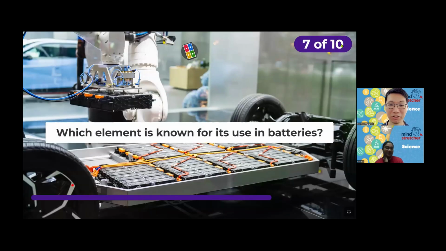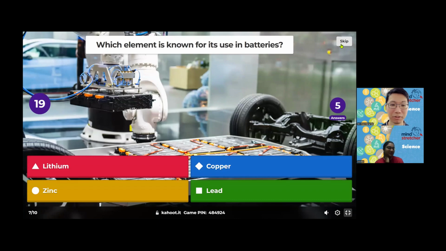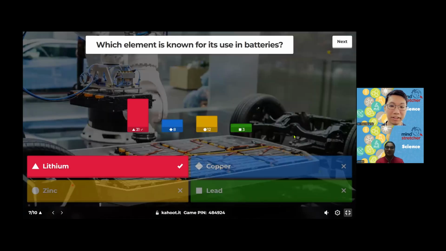Which element is known for its use in batteries? When you use a battery, you always call it what battery? Like the laptop. What kind of battery does it use? Lithium. Yes, most of you got it right. Most of the time we use lithium batteries. That's the most commonly used now. Great.